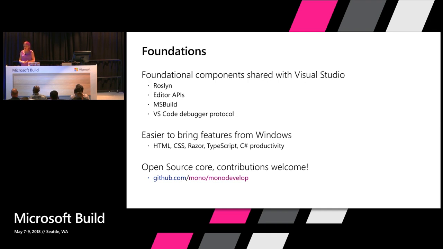It's built on MS Build. The debugger that you just saw for .NET Core uses the VS Code debugger protocol. You can use TextMate for syntax highlighting. There's a whole bunch of shared components that enable us to deliver features on Mac more easily. And so this is something that we've been working on a lot. It's not super visible because it's not something you see directly, but this is what's enabled us to bring things like Razor and TypeScript to you.